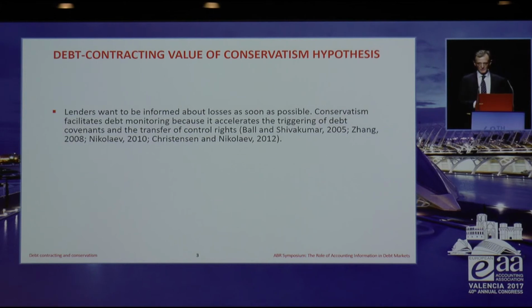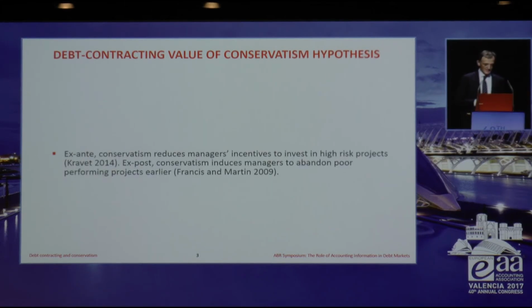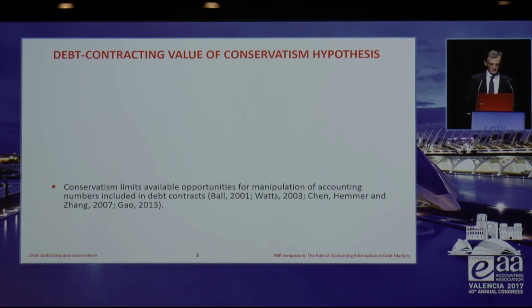Lenders want to be informed about losses as soon as possible. Conservatism facilitates debt monitoring because it accelerates the violation of debt covenants and the transfer of control rights. In this way, when lenders step in, they can stop managers from making decisions that can erode the quality of existing loans. Ex-ante, conservatism reduces managers' tendency to invest in high-risk projects, projects that are likely to end up having a negative present value. And ex-post, conservatism is also a good monitoring device because it induces managers to abandon poor-performing projects earlier. And finally, conservatism limits available opportunities for manipulation of accounting numbers that are used in debt contracts.